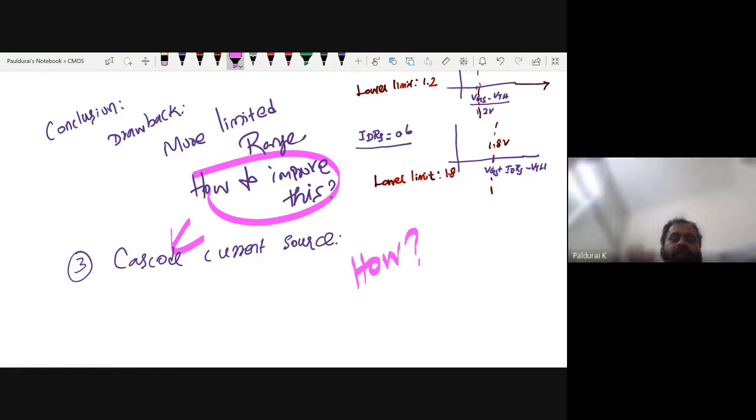We will pick up this topic for tomorrow's class and study the constant current source. Then I will jump into the topic called cascode amplifier. Before studying the cascode amplifier, you should study the cascode current source. Then it is easy to understand.